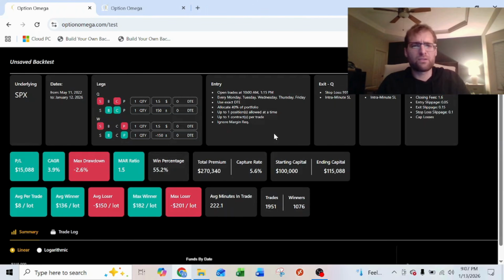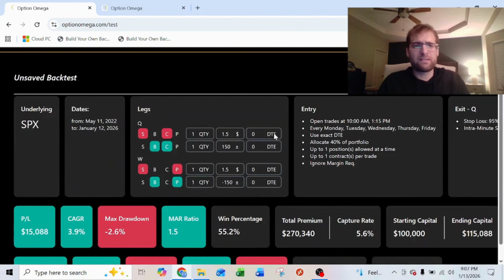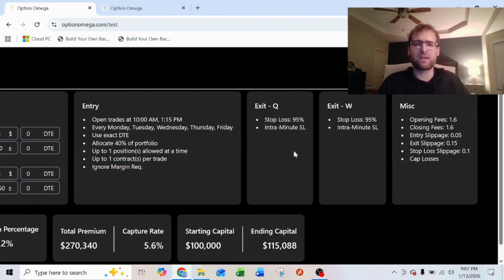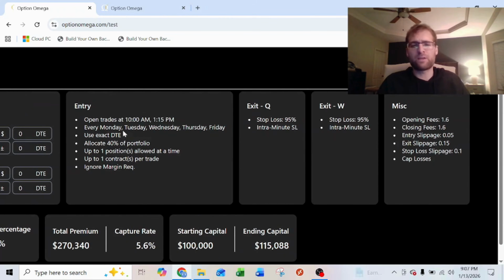So here's the trade that I have on the screen. This is actually selling premium. I know most of my videos have been long volatility. This would be considered short volatility. This is selling an iron condor, $1.50 credit on the call and the put with $150 wide wings, 0 days to expiration. I'm opening a trade at 10 a.m.